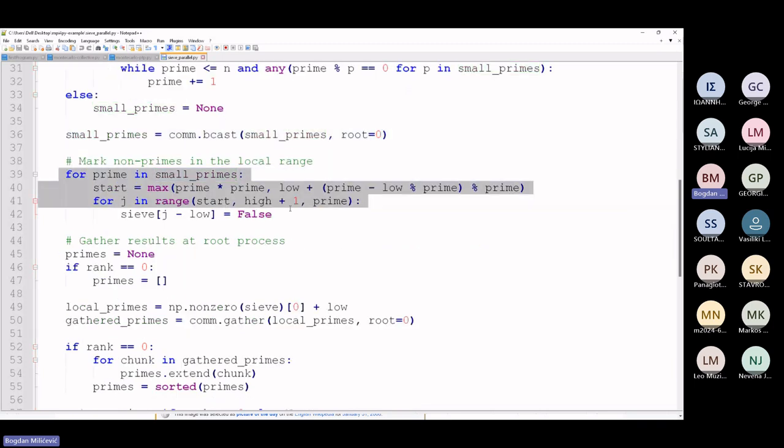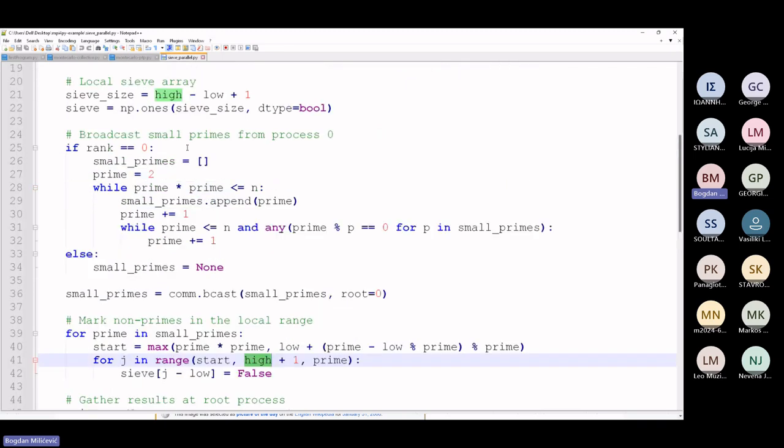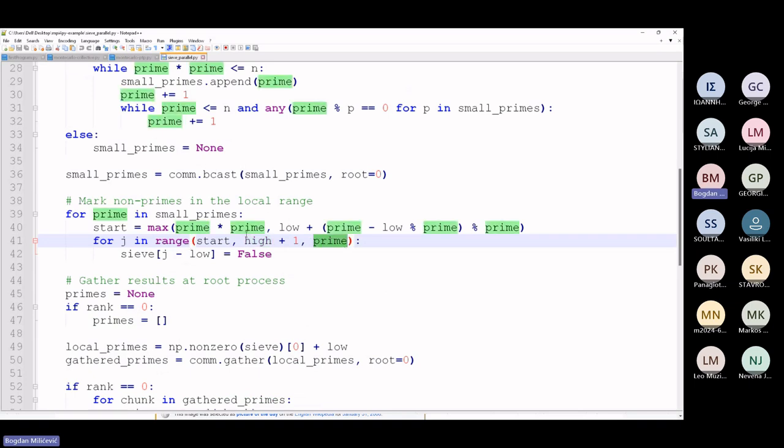And then everybody should mark their portion of the data. They don't have the full data, not all of the processes have the full number list. They are only marking their own. And how are they marking? They are going through the list of primes. So they are taking one prime at a time from the list of small primes. And then they are deciding at what line to start. You don't have to look into this formula. And then going from start to their end, which is high, they are taking every prime number.